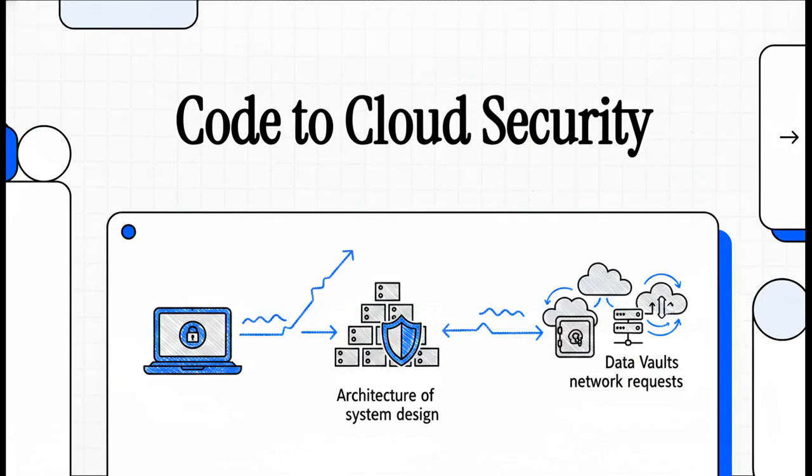Today, we're taking a really fascinating journey through the architecture of security. We're going to trace the path of secure system design, starting from the very foundation, a developer's local code environment, all the way up the stack to massive broad cloud infrastructure. We'll be exploring how the choices you make at the micro level, like your basic code structure, actually ripple out and impact the macro level, like your data vaults and network requests.